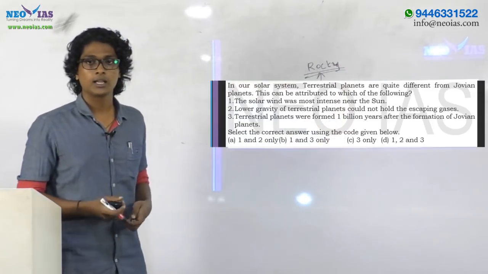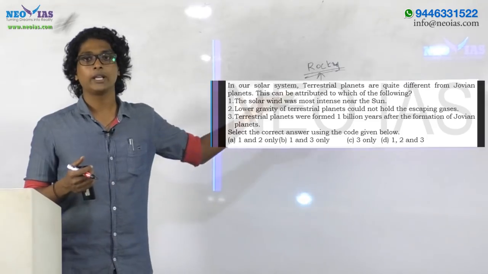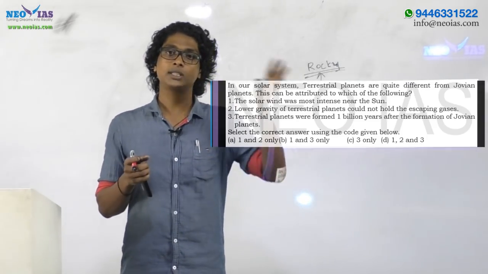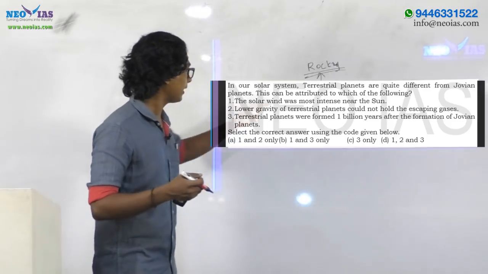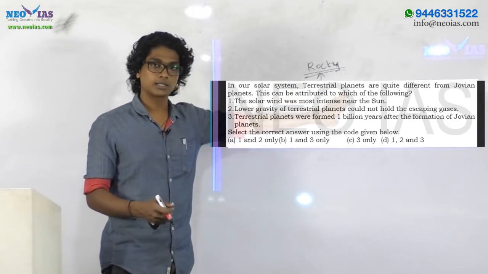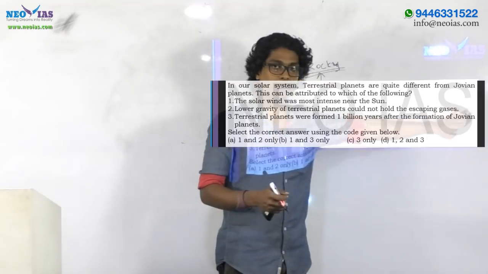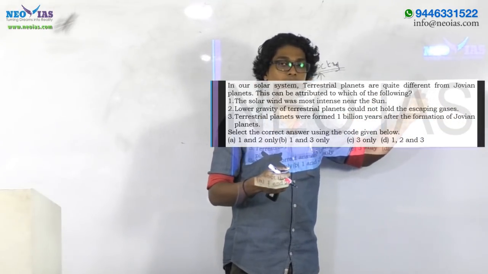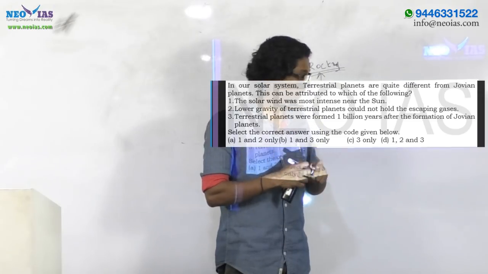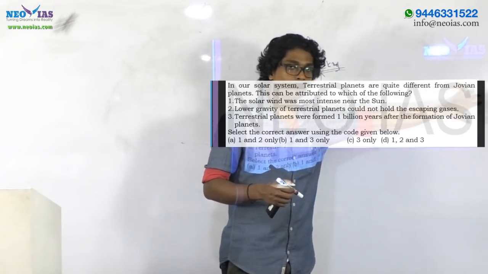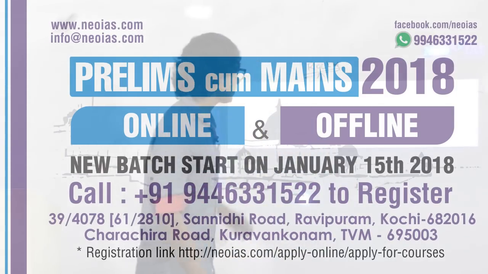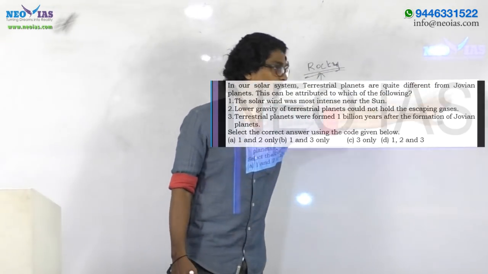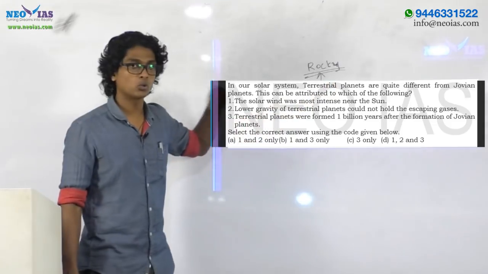The inner planets like Mercury, Venus, Earth, and Mars, all these 4 planets are rocky planets, and they are called terrestrial planets. And the other planets like Jupiter, Saturn, Neptune, Uranus are gas giants, and they are called Jovian planets. Jovian means Jupiter-like. So the question is about the difference between terrestrial and Jovian planets, and what this can be attributed to.